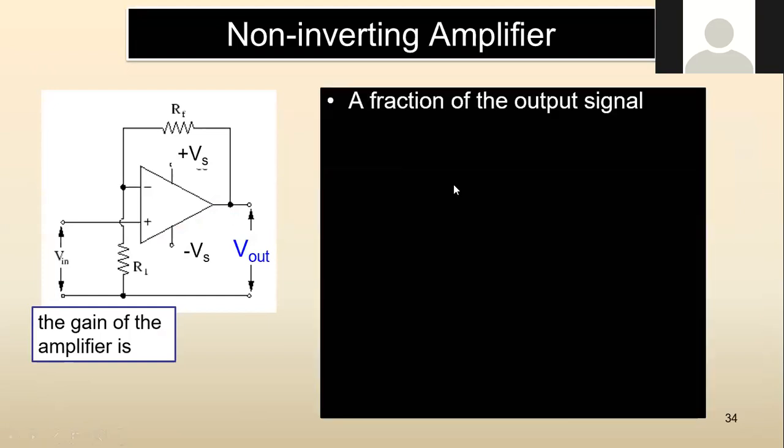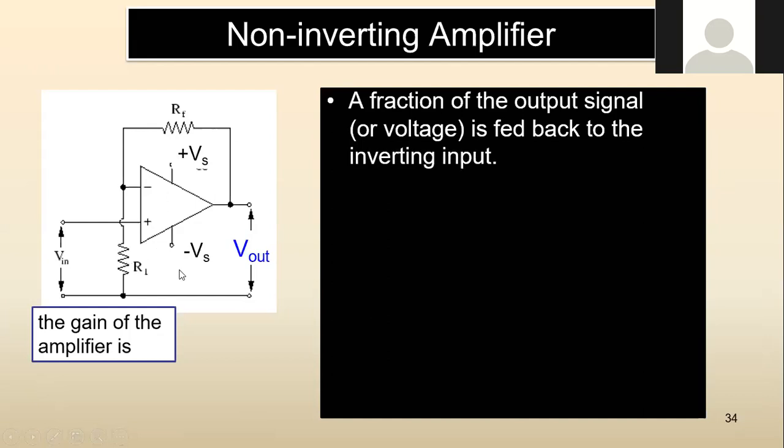Same thing. A fraction of the output, we take a fraction of it, and the fraction is determined by RF and R1 here. With feedback, remember, we call it non-inverting. That means the input signal must go to the positive terminal, the non-inverting terminal. That's why it's called a non-inverting amplifier. But it still has negative feedback. You still feed back the output to the inverting terminal.